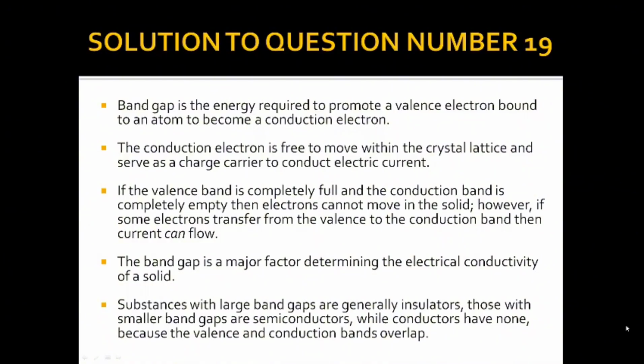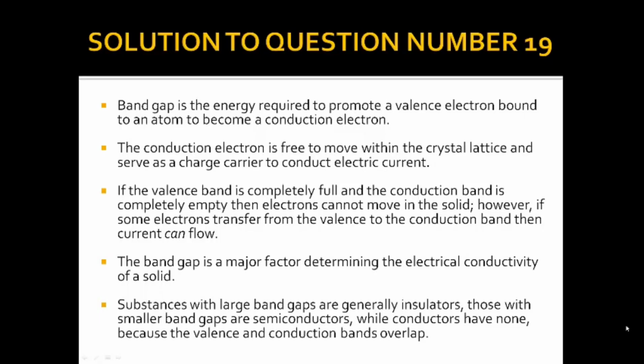So, the energy band gap is the barrier between the valence band and the conduction band. And a material can only conduct when an electron moves from the valence band to the conduction band. So this barrier, the smaller it is, the easier it is for an electron to move over. But the bigger it is, the more difficult it will be for an electron to move over. So we say the conduction electron is free to move within the crystal lattice and serve as a charge carrier to conduct electric current. Yes, an electron can only conduct when it's at the conduction band.